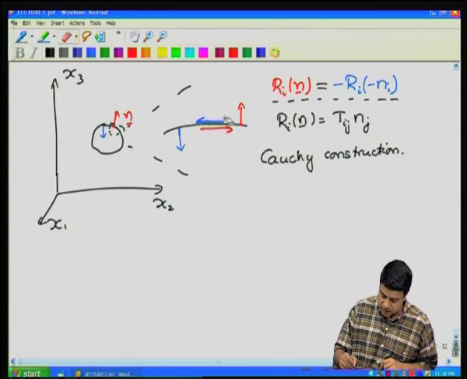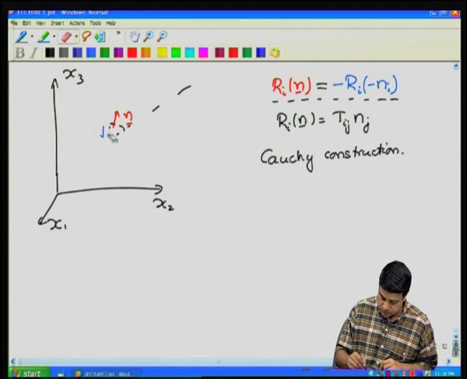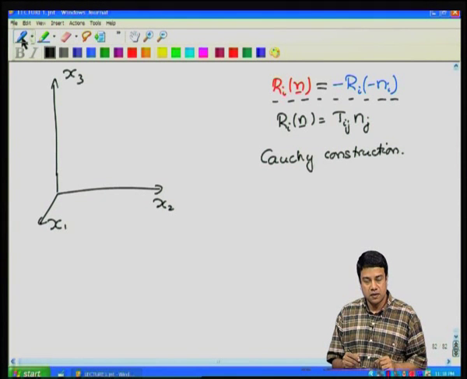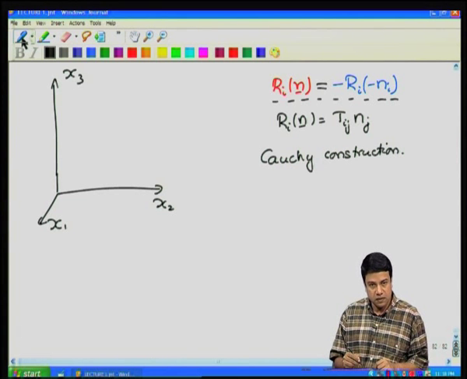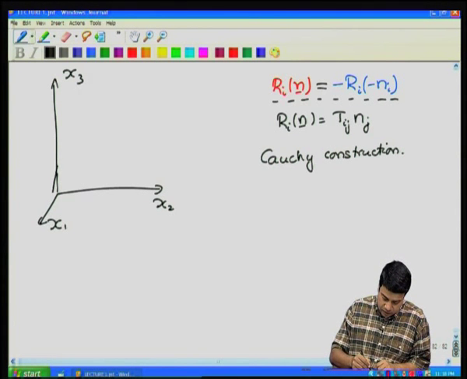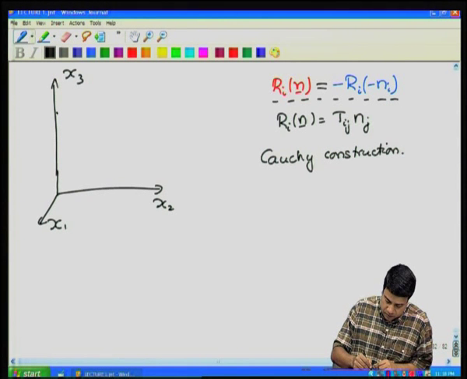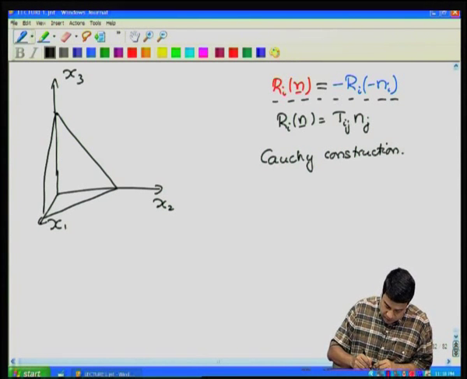And the way it works is as follows. Let us take a small tetragonal volume element of fluid that looks something like this. So, let me just draw it larger so that it is easier to see. Let us take this small tetragonal volume element of fluid.